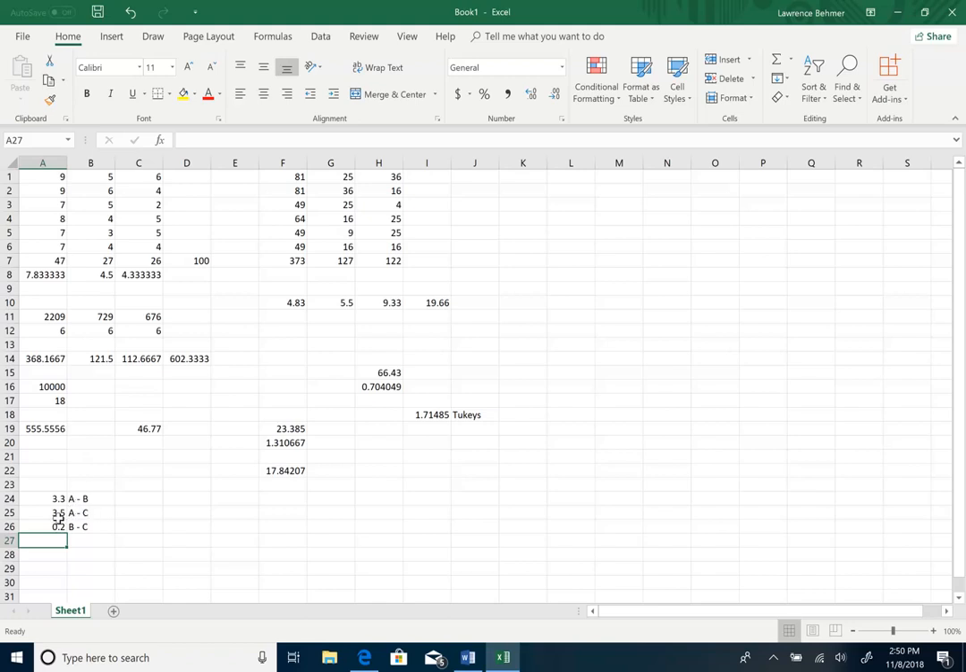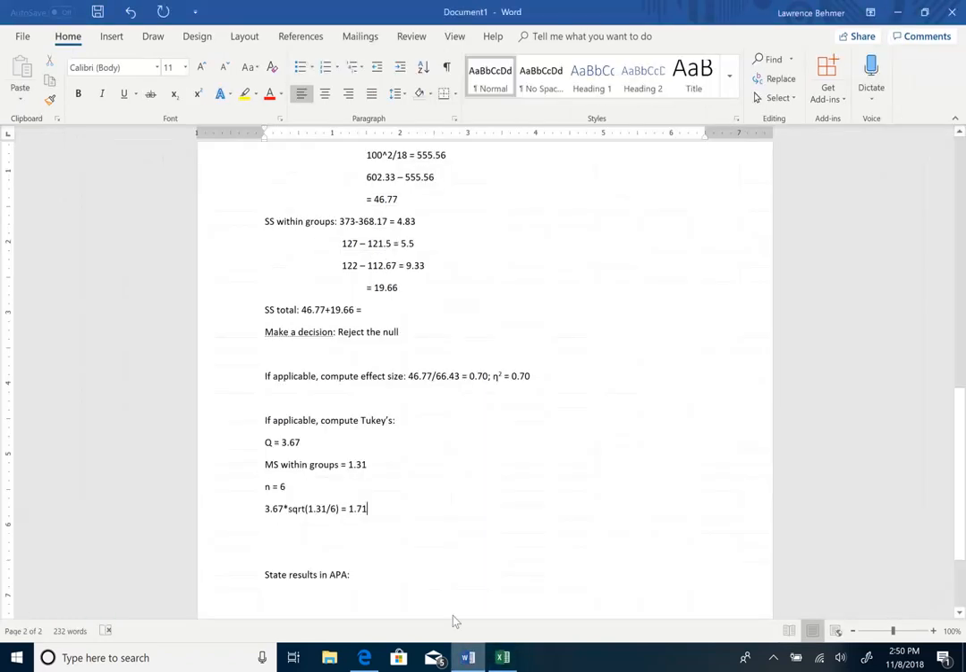Let's look at A minus C. So 3.5, that's greater than 1.7. So the mean for A was greater than the mean for C. And then let's compare mean B and C, 4.5 to 4.3. Note our value that we get is 0.2 for our difference, which is much less than our two keys of 1.71. So it looks like A is greater than B, and A is also greater than C.